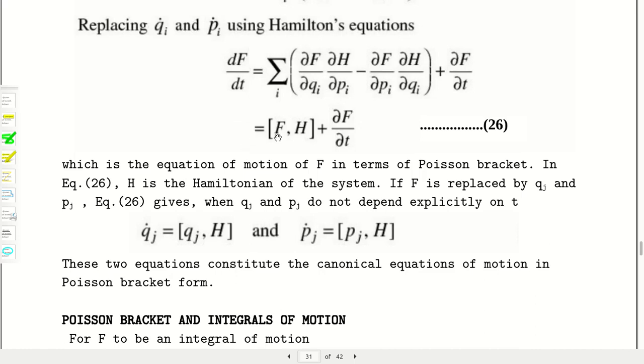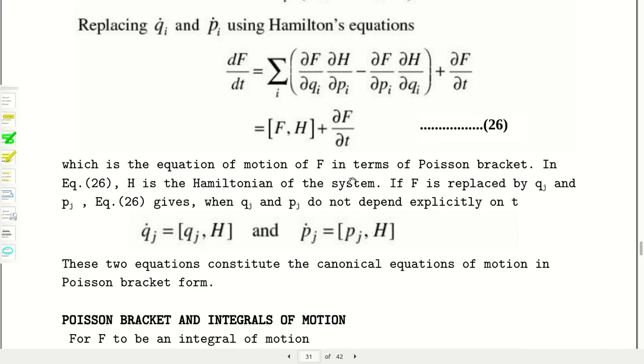You can check whether the function f is a constant of motion or not by using the Poisson bracket, provided that quantity doesn't contain the time explicitly in its functional form. And another interesting feature will be there. What is qj dot? If you put qj in place of f, this will be dqj/dt, that means qj dot, and this will be the Poisson bracket of qj comma H plus ∂qj/∂t. And qj and pj are not functions of time explicitly, so this term will be 0.